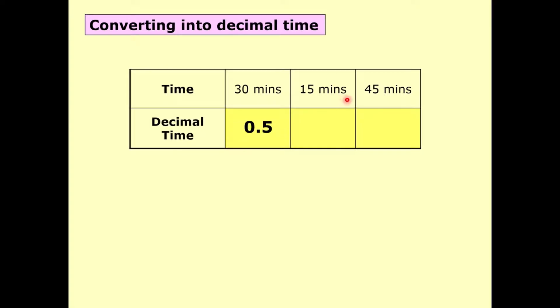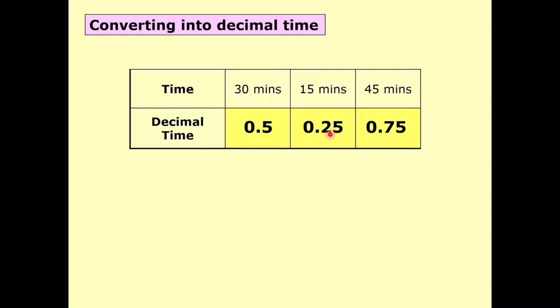15 minutes is a quarter of an hour. So a quarter as a decimal is 0.25. A common mistake that a lot of people make is thinking 15 minutes is 0.15. That is absolutely not the case. So really make sure you're thinking about it as a quarter of an hour. So a quarter is 0.25. 45 minutes is 3/4 of an hour. So 3/4 as a decimal is 0.75. It is not 0.45, so really be careful with that. So that's 30 minutes, 15 minutes, 45 minutes.